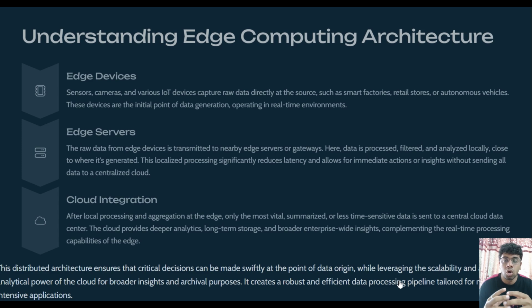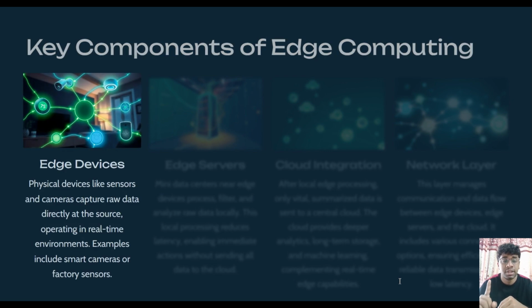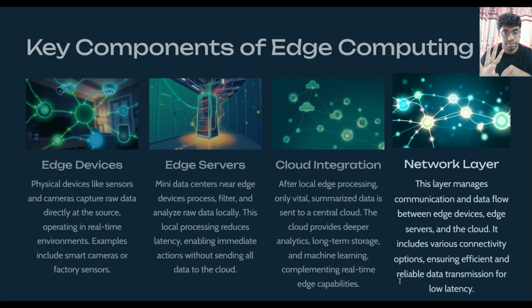So it's like raw data at the edge, then quick decisions locally at the servers, then deeper analysis in the cloud. This is the kind of pipeline which makes the whole system more responsive and efficient. Now, key components in an edge computing system. Let's break it down into four different key parts. First is edge devices, second is edge servers, third is cloud integration, fourth is the network layer.